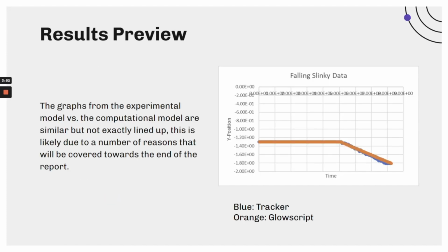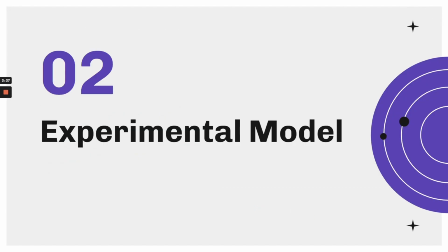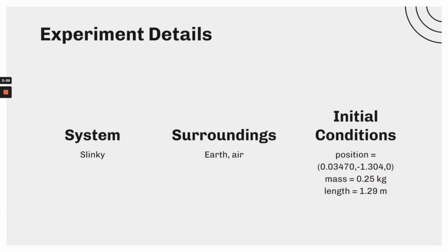For a preview of the results, the graphs from the experimental model versus the computational model are similar but not exactly lined up. This is likely due to a number of reasons that will be covered towards the end of the lab report. In this graph, the blue line represents the tracker data and the orange line represents the GlowScript data.